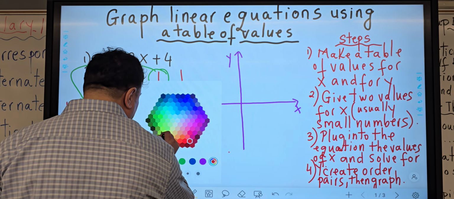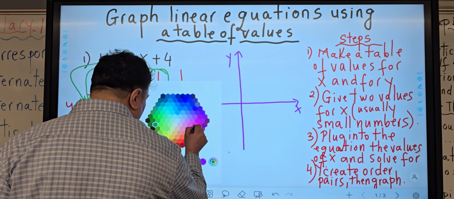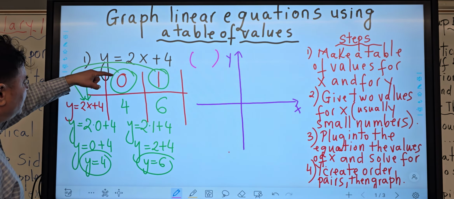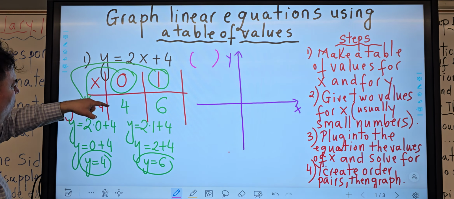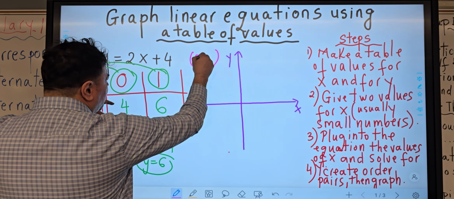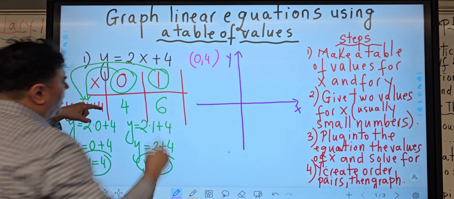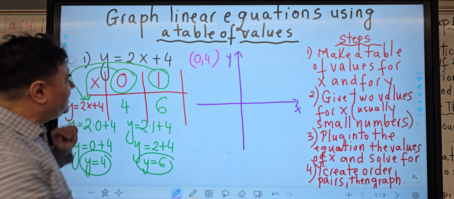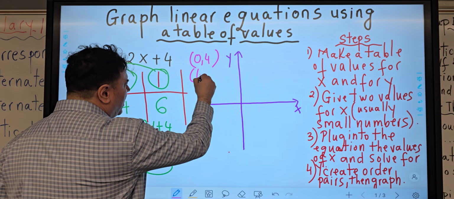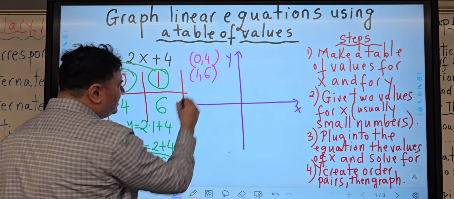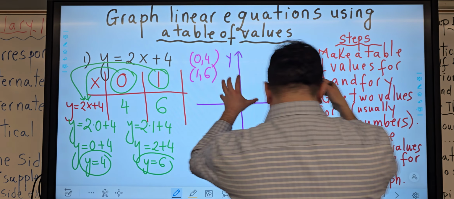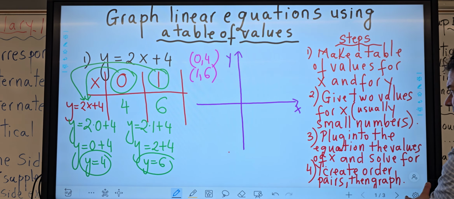And let's choose this color for that. Actually, we'll go with this color. So the first order pair would be 0, 4. X is 0, y is 4. And then the second order pair, x is 1, y is 6. X is 1, y is 6. And now we are going to plot those points into the graph and then get the solution, get a line.